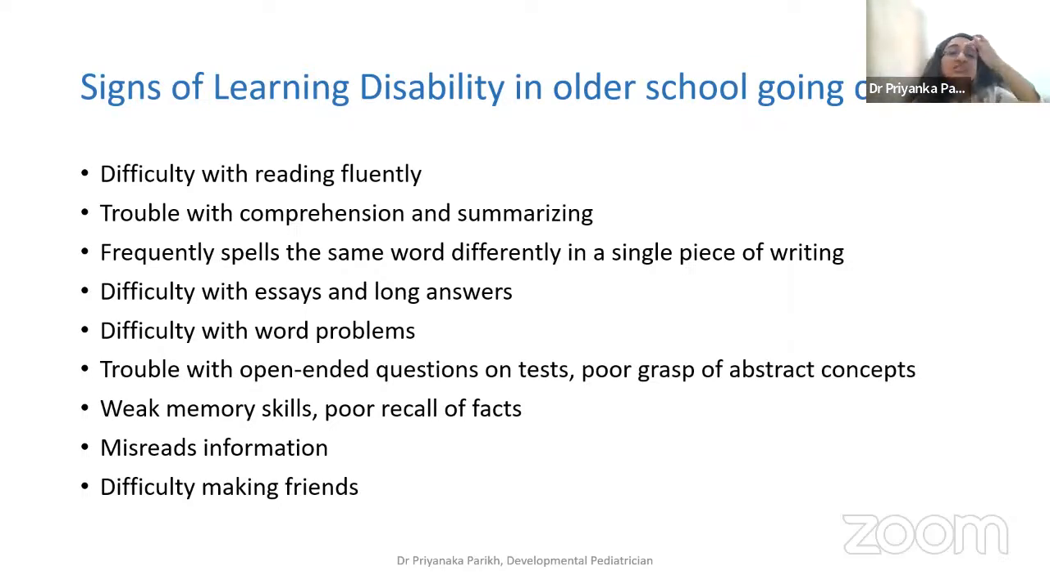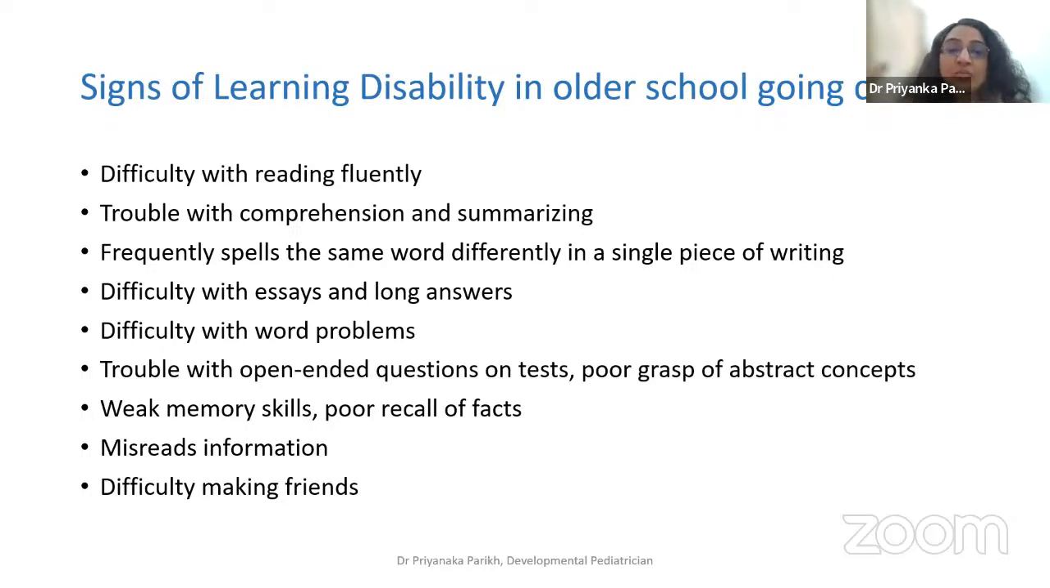And the child also has trouble with what we call abstract concepts. So open-ended questions: what do you think? Why do you think that this happened? Or questions needing inferential thinking, making your own conclusions, are difficult for the child. The child frequently misreads or misinterprets information. So it could be misinterpreting a question or misinterpreting what he's reading, and also recall, what we call retrieval from short-term as well as long-term memory.